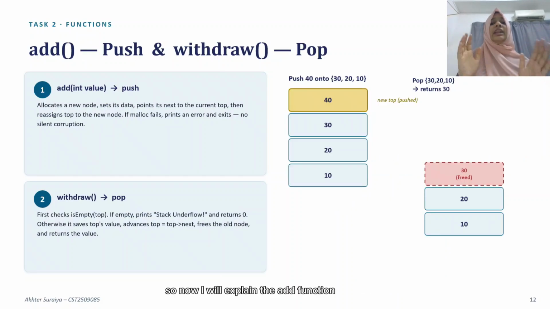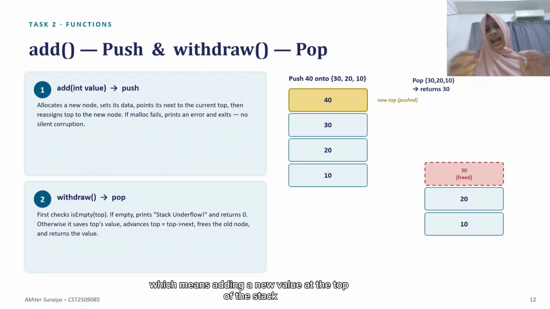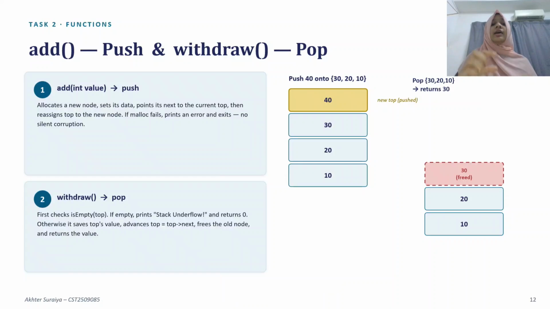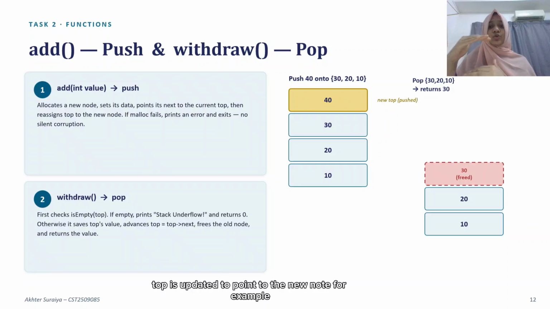Now I will explain the add function. The add function performs the push operation, which means adding a new value at the top of the stack. First, the function creates a new node by using malloc. Then it checks whether the memory allocation was successful. After that, the user value is stored in the data field of the new node. The new node's next pointer is connected to the current top, and finally top is updated to point to the new node.